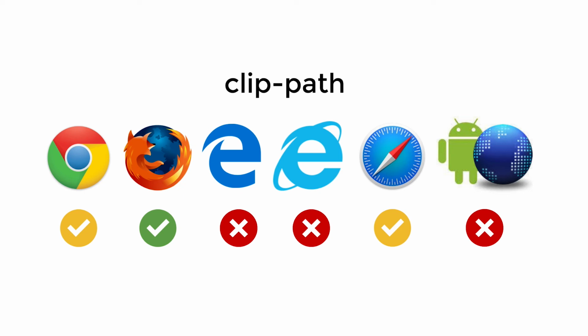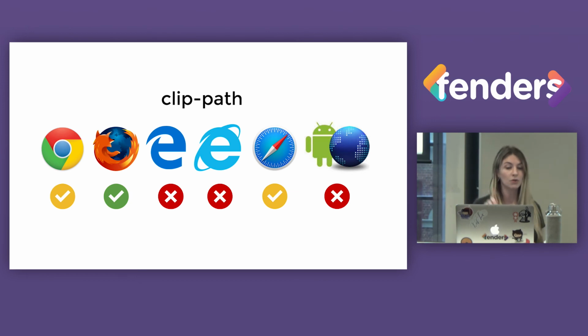Unfortunately, support is not awesome. Chrome, the little icon for Chrome, means partial support. What that means is it doesn't support external SVGs. So if you're importing stuff, that doesn't work, but you can just define that polygon value and it'll work.